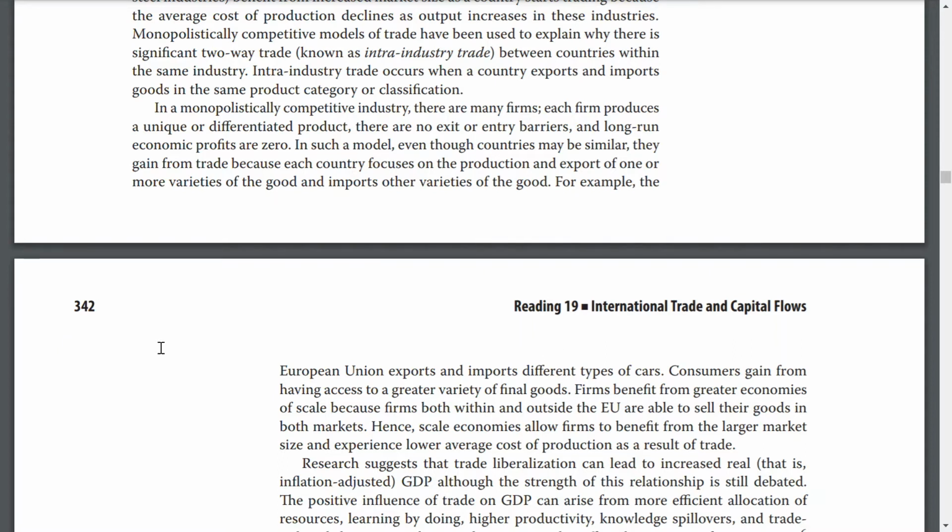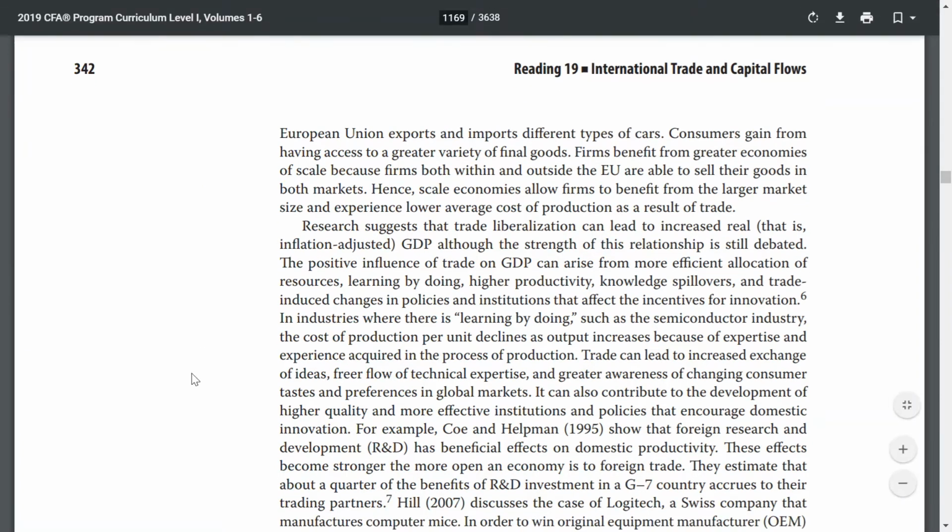In such a model, even though countries may be similar, they gain from trade because they focus on production and exports of one or more varieties of goods and import other varieties of goods. For example, the European Union exports and imports different goods and different types of cars.